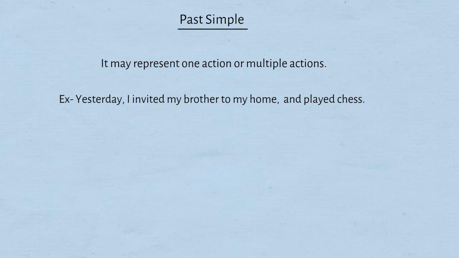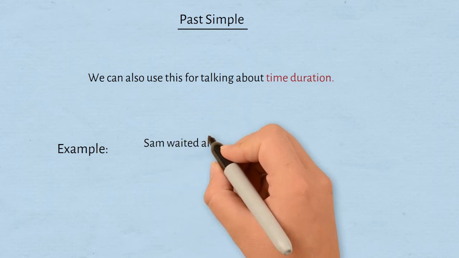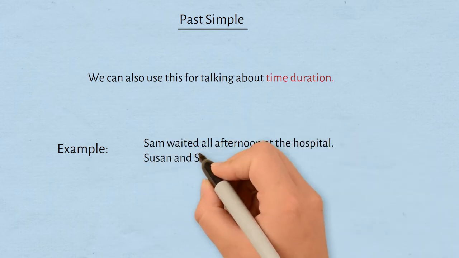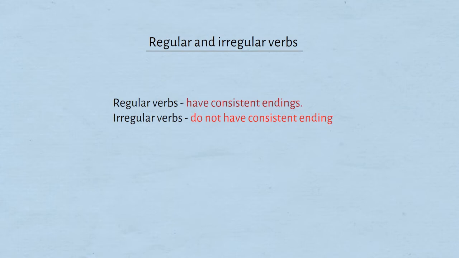We can also use this for talking about time duration. Sam waited all afternoon at the hospital. Susan and Sam played for 3 hours. Before we see the formation of the past simple tense, we need to know something important: regular and irregular verbs. Regular verbs are verbs that have consistent endings, while we form the simple past and past participle forms. On the other hand, irregular verbs do not follow that rule. Let's understand this with some common examples.